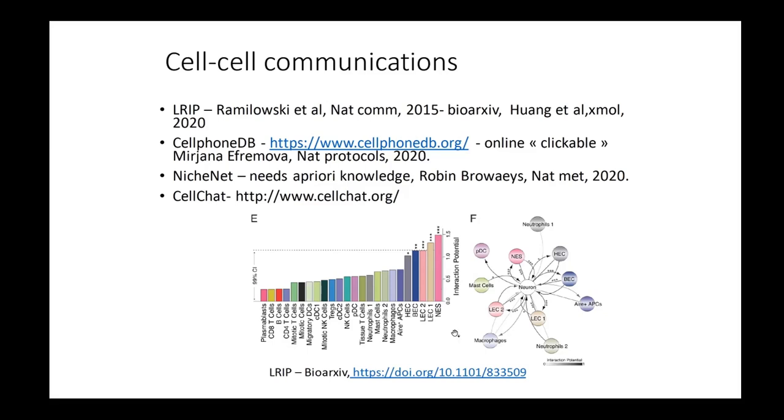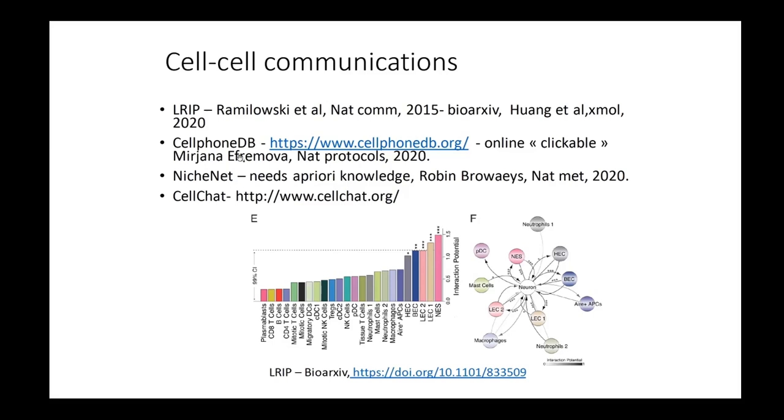It will then also generate randomly mixed data, understanding how many times you actually got the same result, and so how significant the result is, or whether it could also be obtained by chance. This is how you get the confidence interval and understand which communications are significant. So this is how ligand receptor interaction potential works.